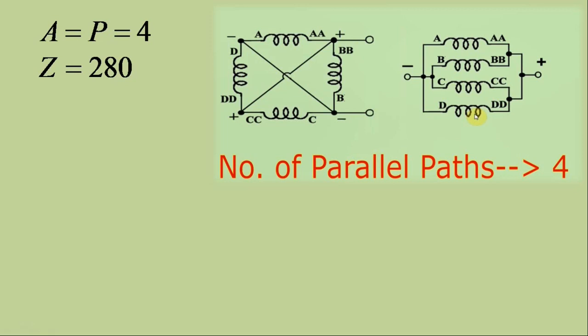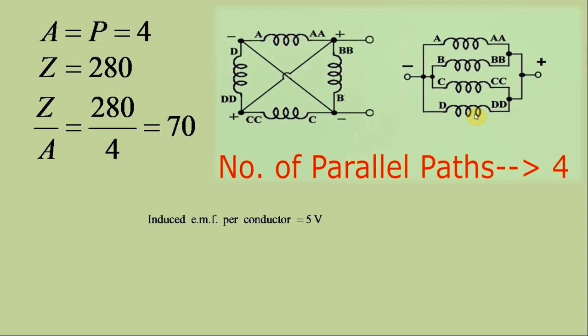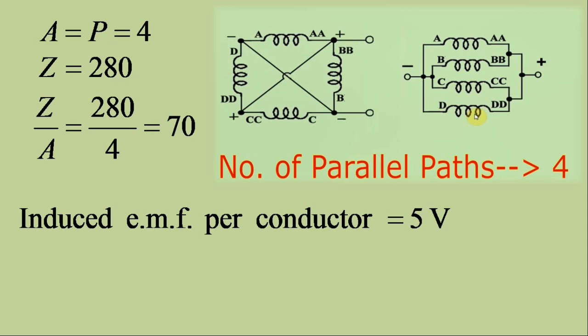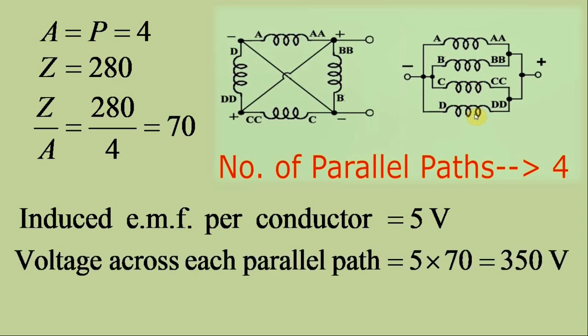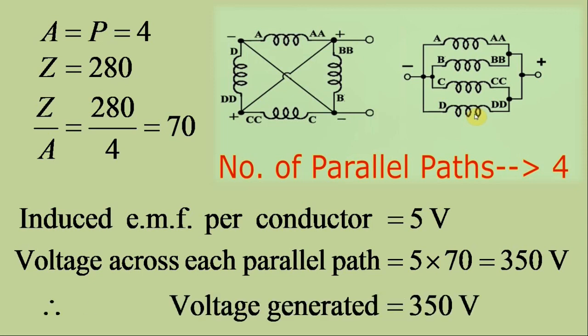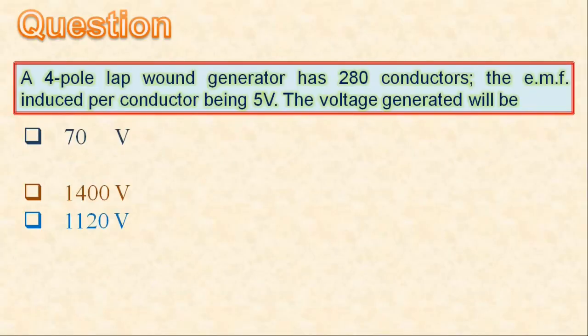So, the number of conductors per parallel path will be 280 divided by 4. This comes out to be 70. Since the EMF induced per conductor being 5 volt, therefore, the voltage across each parallel path will be 5 multiplied by 70. This comes out to be 350 volt. This way, the voltage generated by the DC generator will also be 350 volt. Hence, the second option is the correct answer.